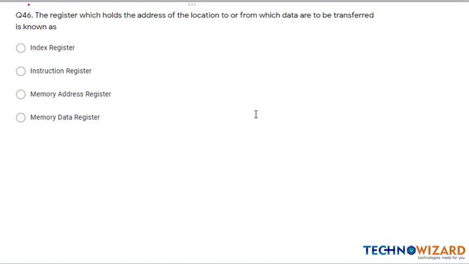Question number 46. The register which holds the address of the location to or from which data are to be transferred is known as. Option C, memory address register, is the correct answer.